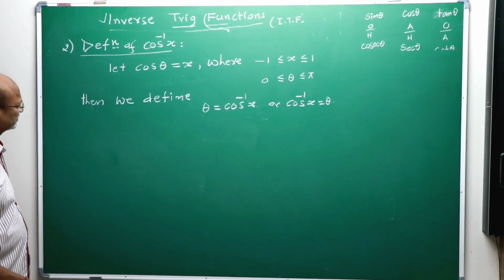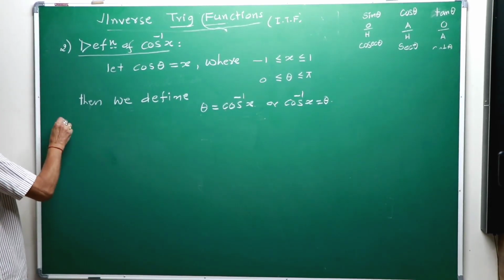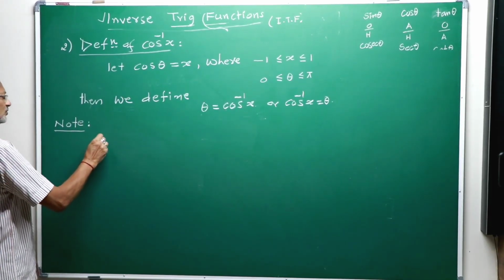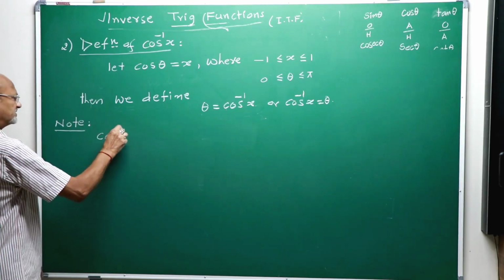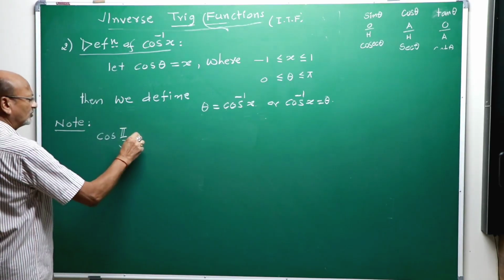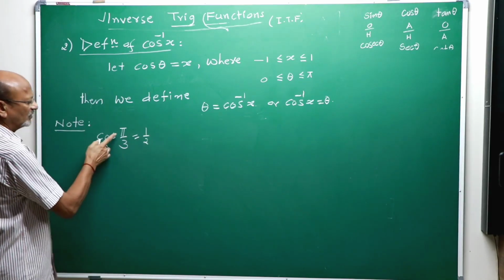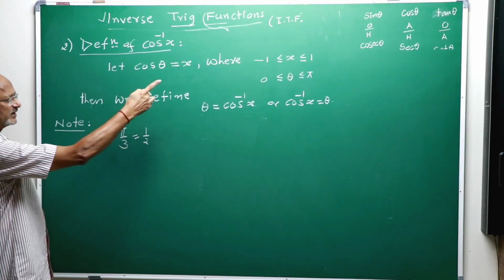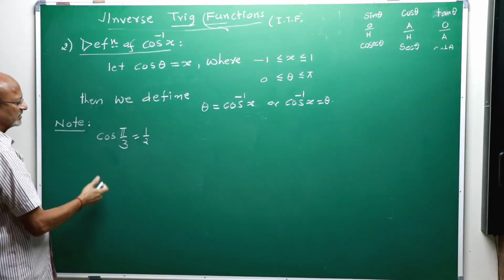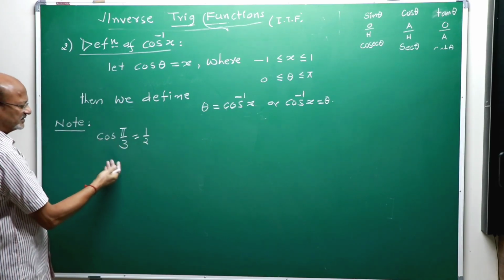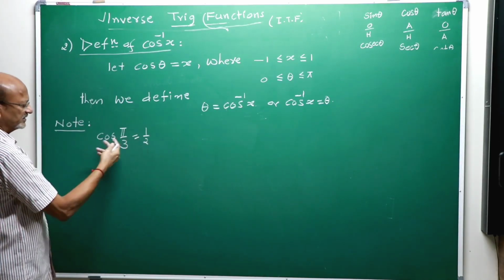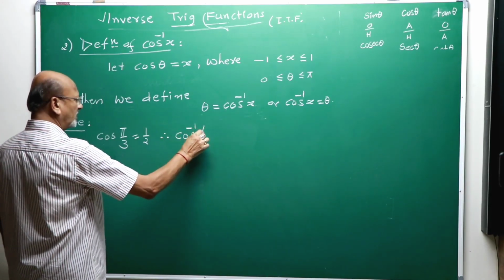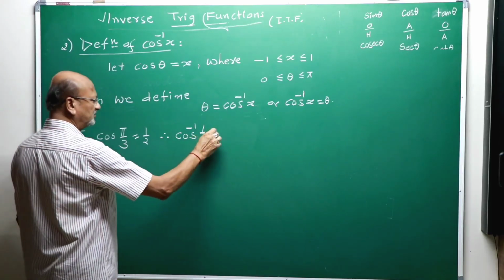By making use of this definition, my friends, see. We know that cos 60, I write in terms of radians, cos pi by 3 is 1 by 2. What is pi by 3? It is an angle between 0 and pi. What about 1 by 2? It is a number between -1 and +1. Then you can use the definition: if cos theta equal to x, then cos you can take this side. Therefore, cos inverse 1 by 2, this angle, is pi by 3.